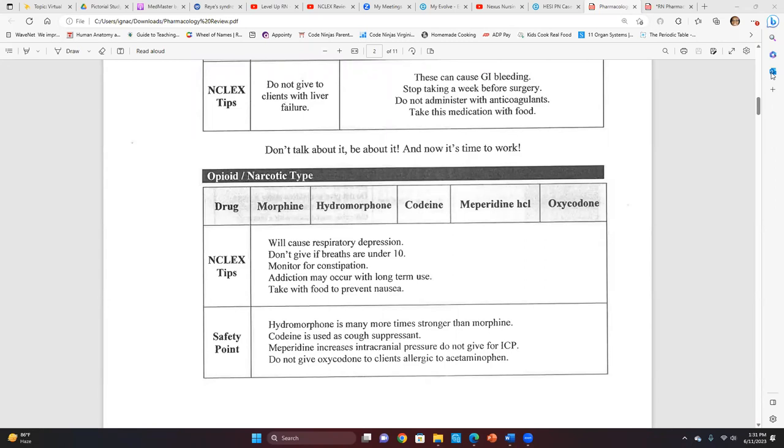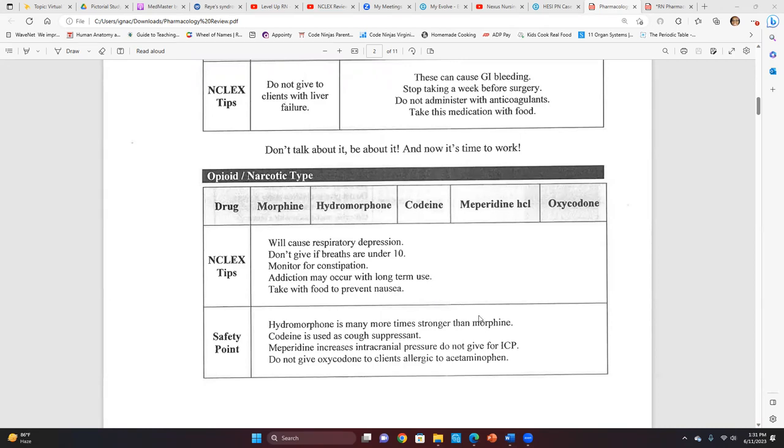So addiction may occur with long-term use. So if you get a question and it says the patient is taking one of these opioids, one of the questions we're going to ask, of course, is to assess the pain. We want to know how long the patient has been taking this medication. That's going to be an important question for us to understand, just to see if there's any potential for addiction, or maybe this patient is already addicted. And again, take this medication with food to prevent nausea.